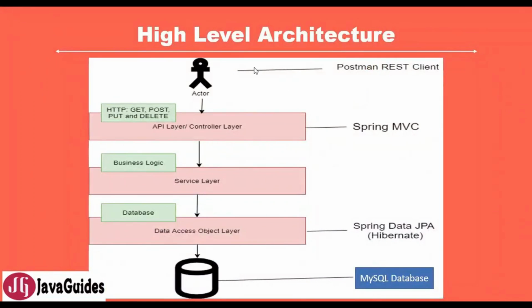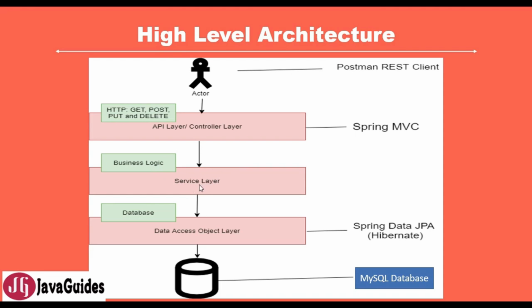So this is the high level architecture of our Spring Boot project. So client sends a HTTP request to the API layer or controller layer, which receives the request from the client, and request can be HTTP GET, POST, PUT and DELETE method. And we use Spring MVC framework to develop a controller layer. And this is the service layer. If you have business logic, then you can create a service layer and you can keep all your business logic inside a service layer.